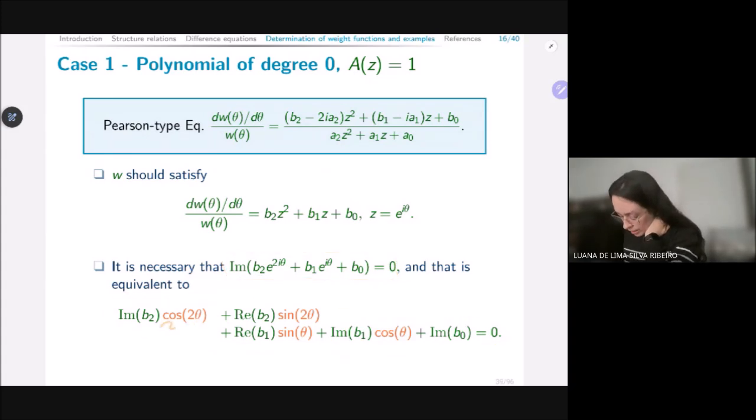So we take a look here, we have something that multiplies cosine of 2θ, something that multiplies sine of 2θ, sine θ, cosine θ, and here 1. But these functions are linearly independent. So this means the imaginary part of b2 must be 0, the real part of b2 must be 0, then b2 must be 0. The real part of b1 and imaginary part of b1 must be 0, so the coefficient b1 must be 0, and the imaginary part of b0 must be 0, so here is 0, here must be 0, and here we just have a real number.